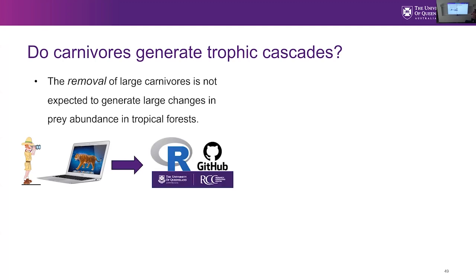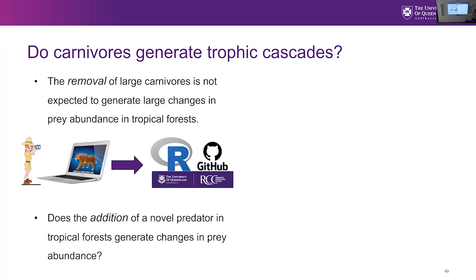I was able to develop pretty standardized and robust data pipelines for data cleaning and data analysis. So in theory, if I was given the opportunity to repeat this project, I could do it quite rapidly. Fortunately, I did have that opportunity to spin the question around and say, does the addition of a novel predator in a tropical forest generate changes in prey abundance?